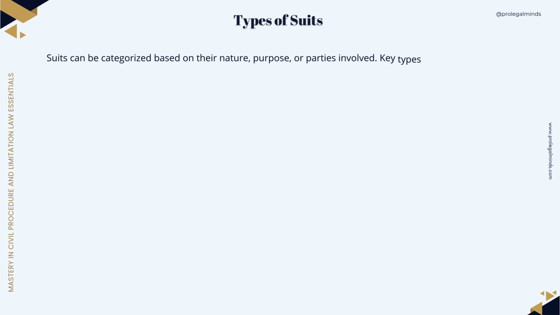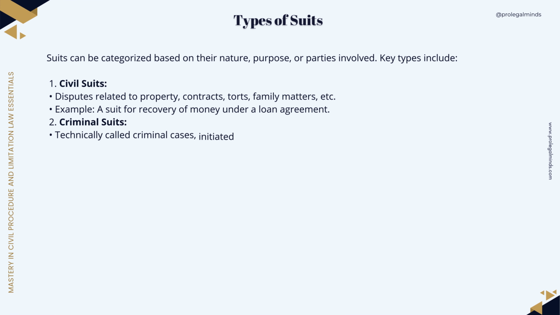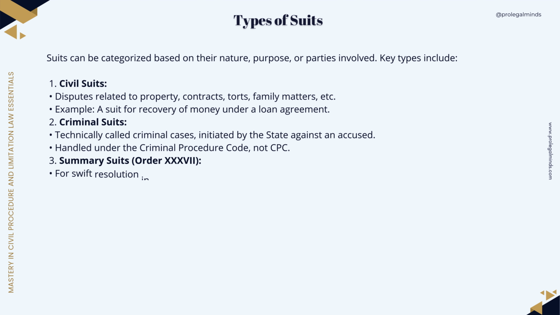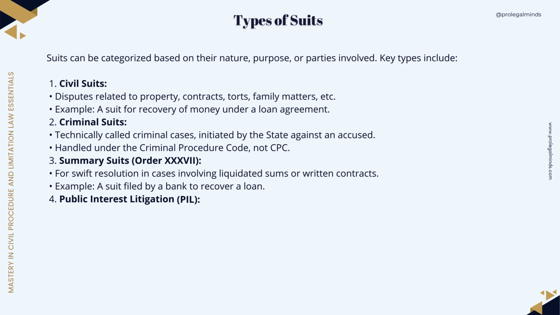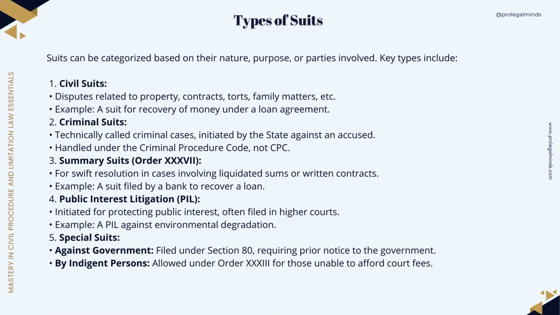Types of suits. Suits can be categorized based on their nature, purpose, or parties involved. Key types include civil suits, disputes related to property, contracts, torts, family matters, etc. Example, a suit for recovery of money under a loan agreement. Criminal suits, technically called criminal cases, initiated by the state against an accused, handled under the Criminal Procedure Code, not CPC. Summary suits, Order 37.